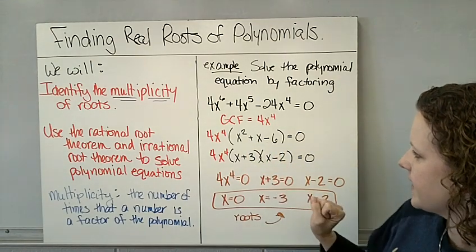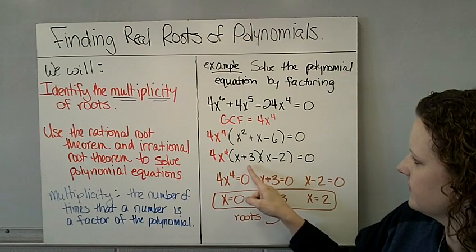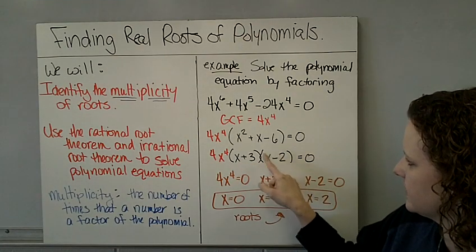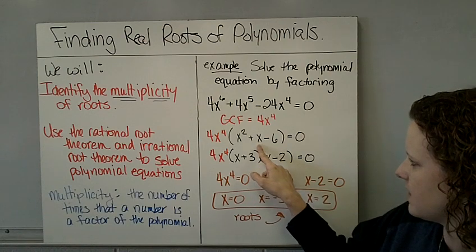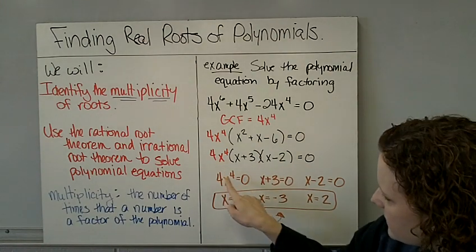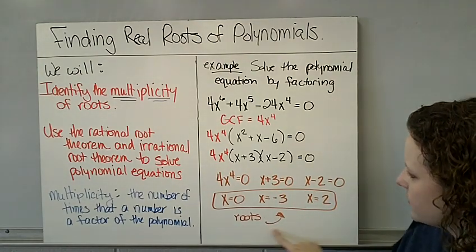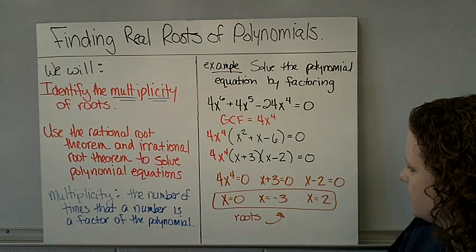This trinomial can be factored if you did a, c, and b. x plus 3, x minus 2. 3 times 2 is negative 6. The difference of 3 and negative 2 is 1. Set each piece equal to 0 and solve for x. Our roots are 0, negative 3, and 2.